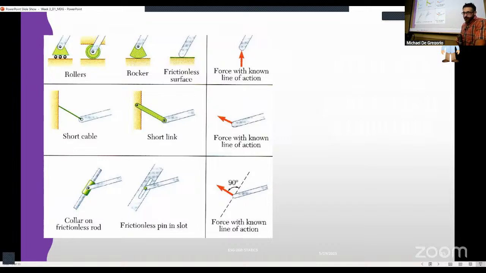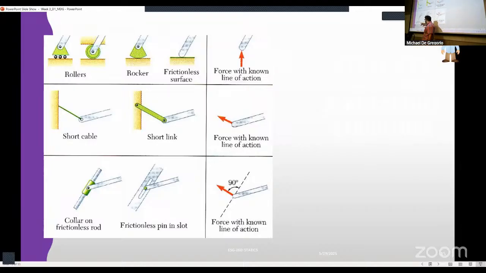Then you've got short cables and short links. This really goes for long cables and long links as well. In this class, if you're a mechanical engineer or biomedical engineer and you start getting into biomechanics and solid mechanics, long links and long cables present other problems that you have to deal with, but they're not statics problems. But guess what? All this is saying is if you have a rigid body attached to it, that force has to be along the direction of that rigid body, right? So we talked about this already. Forces go along cables, forces go across short links.